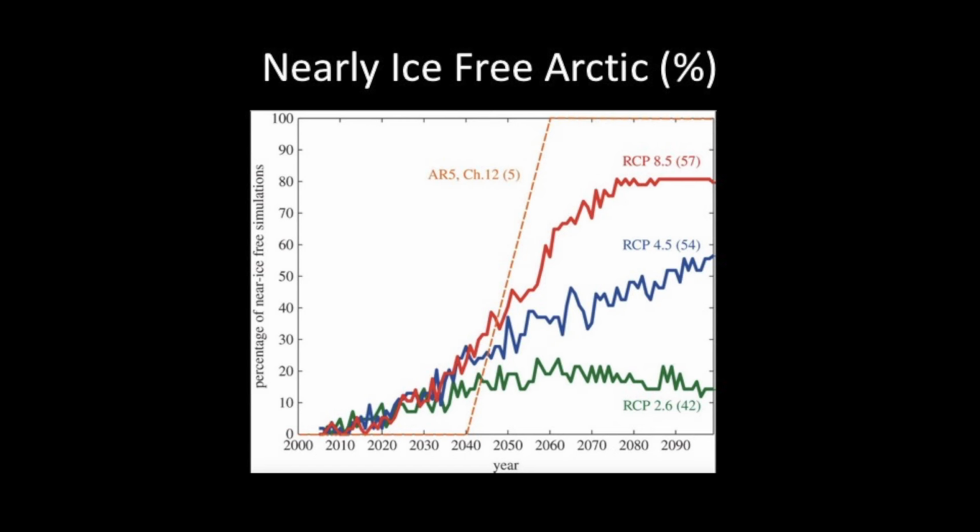This is just another way of looking at the same uncertainty. This is the percentage of all simulations that still have a nearly ice-free Arctic at the end of the simulation. And even with RCP 2.6, you still have about 10-15% of the simulations that are ice-free at any given time in the late 21st century. And conversely, even with RCP 8.5, you still have about 20% of all simulations that basically still have an ice cover. So again, it gives you an idea of the range of uncertainty between the simulations.